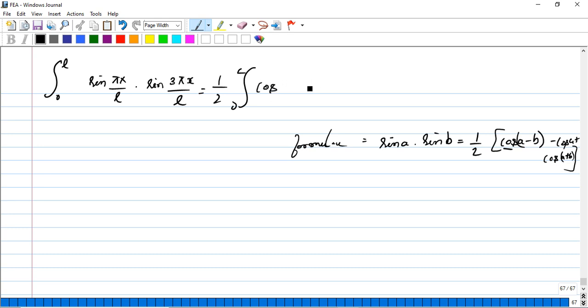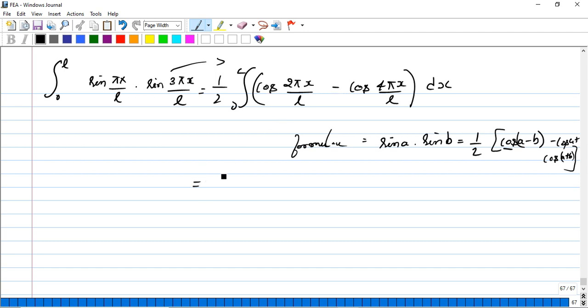So 3 minus 1, I will write it as 2 pi x by L. Minus of cos a plus b, I get it as 4 pi x by L, whole multiplied by dx. Now I can apply the integration. So that is why I am considering this in terms of a simple term. So these are two different terms now.